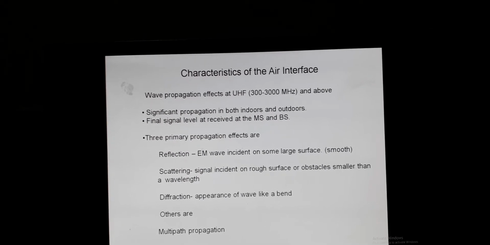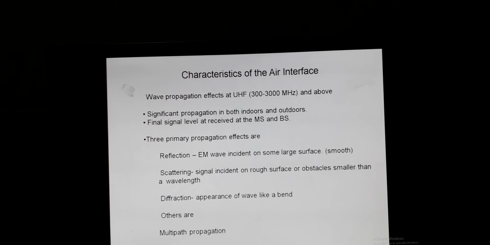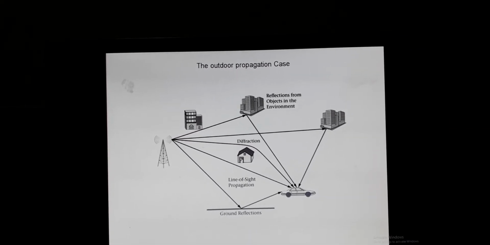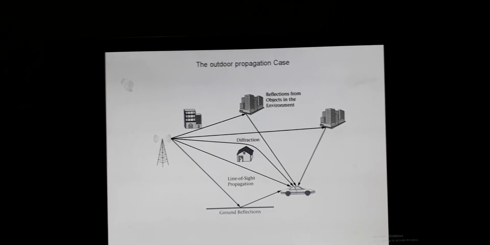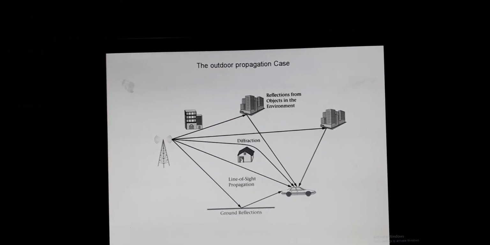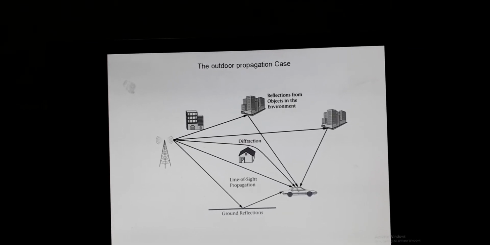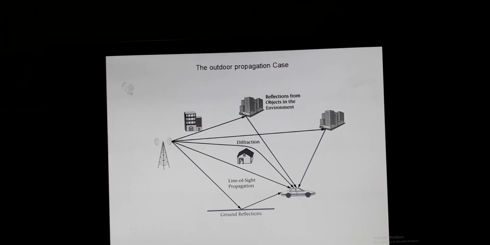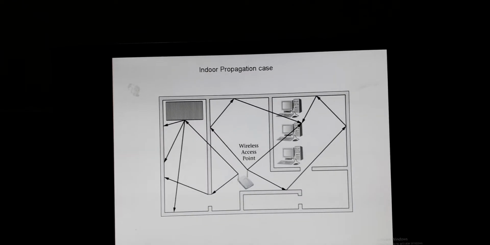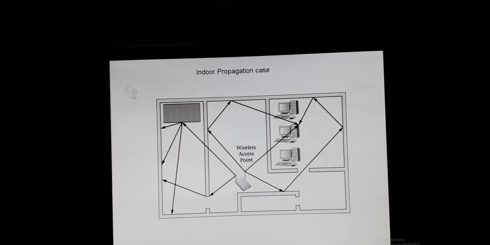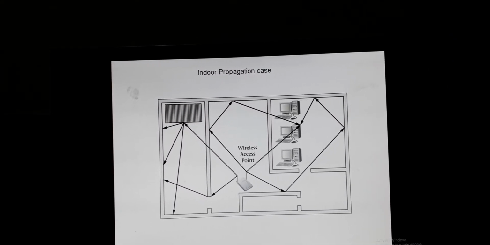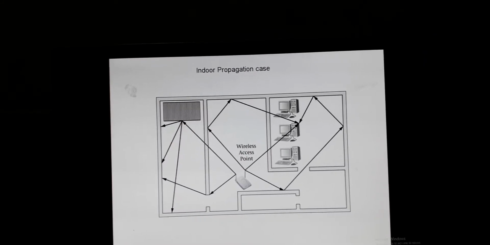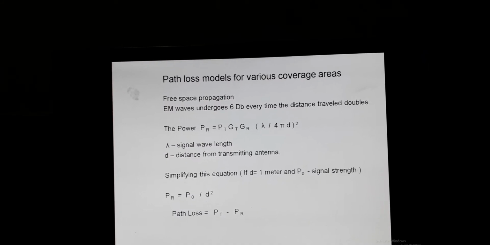There are some important propagation effects: reflection, scattering, diffraction, multipath propagation. So here you can see reflections from objects, buildings, even reflections from ground, reflection from houses, and also line of sight is very important in wireless communication. Indoor propagation models are also seen in this diagram. Even though you have wireless access points, reflections are there with cabins or rooms inside the house.